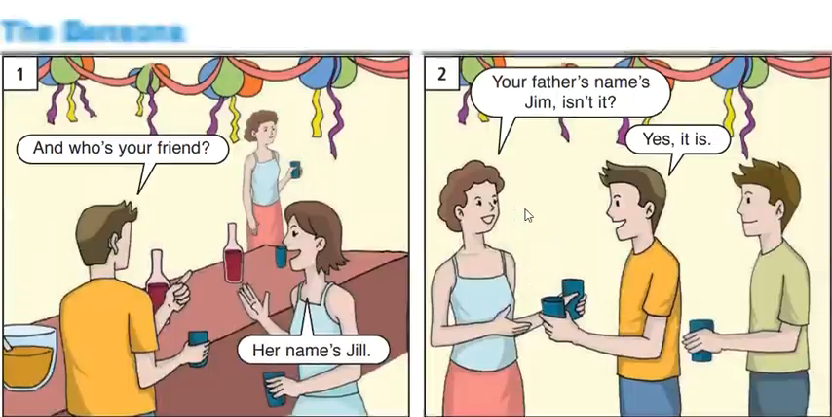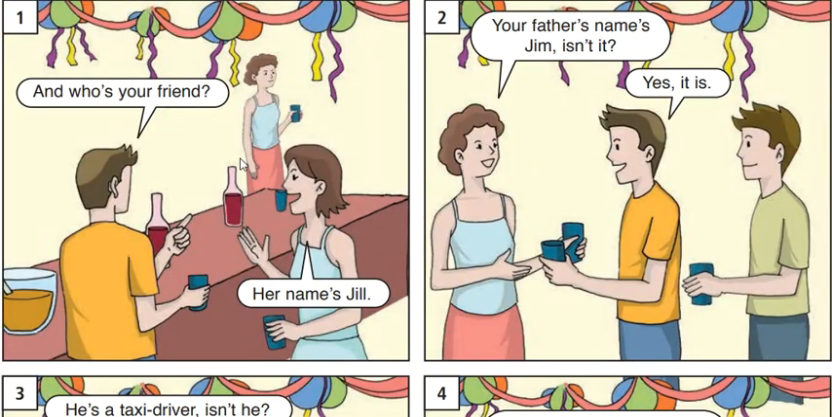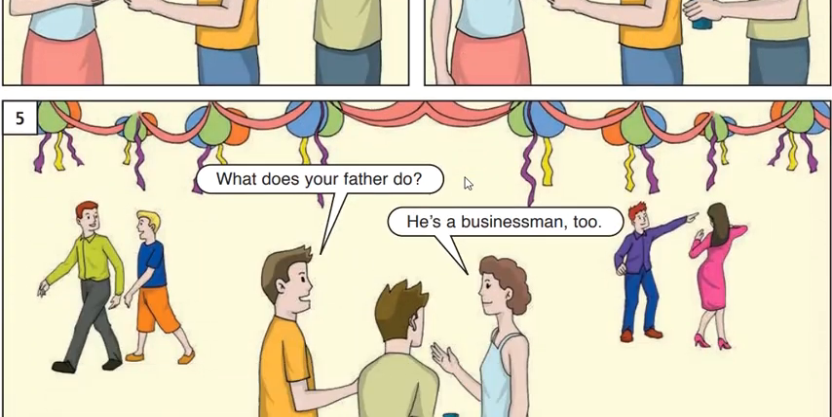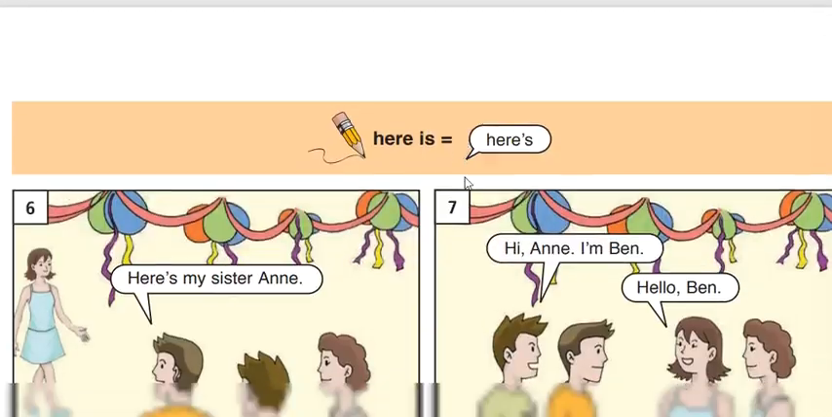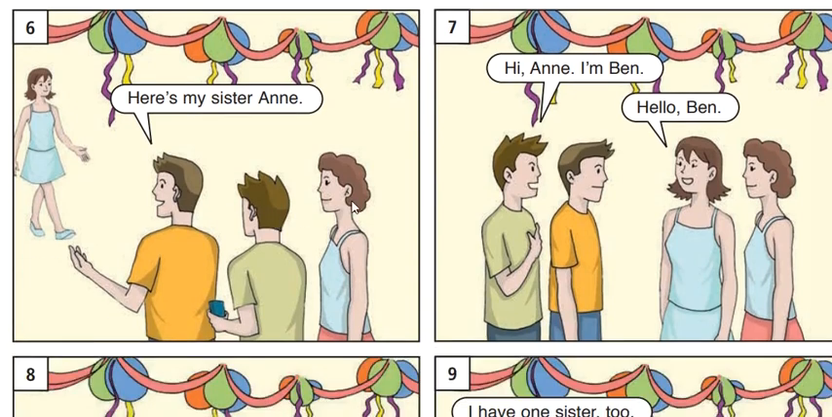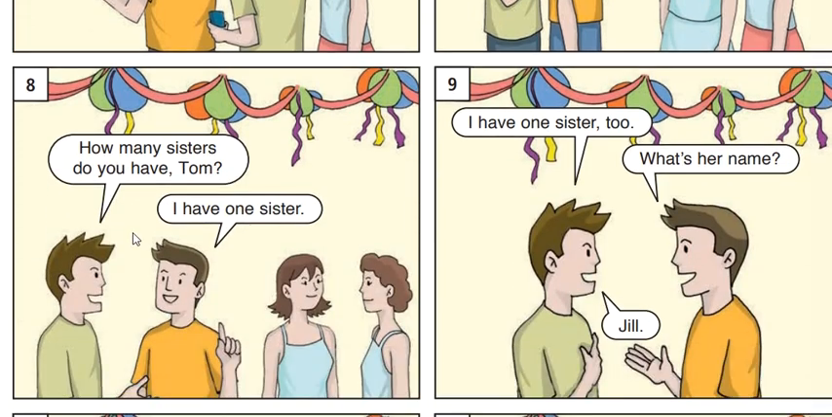Okay. Now repeat these again. Let's move ahead. Picture 6. Here's my sister Anne. Hi Anne, I'm Ben. Hello Ben. Picture 8. How many sisters do you have, Tom? I have one sister.